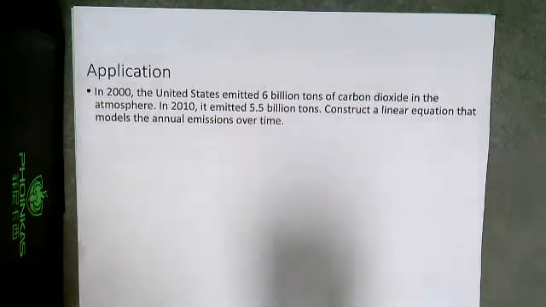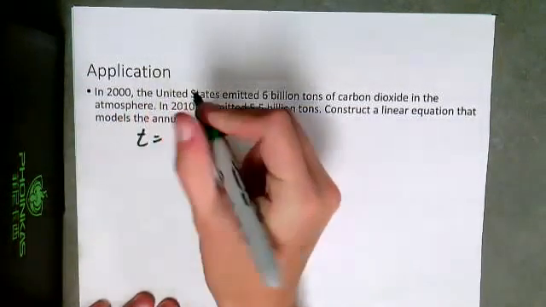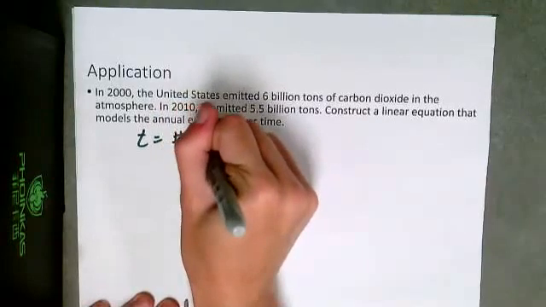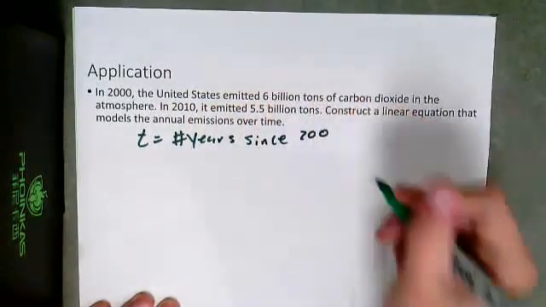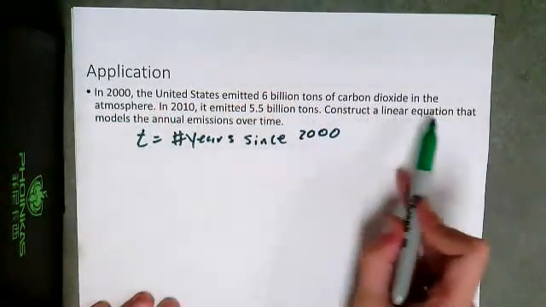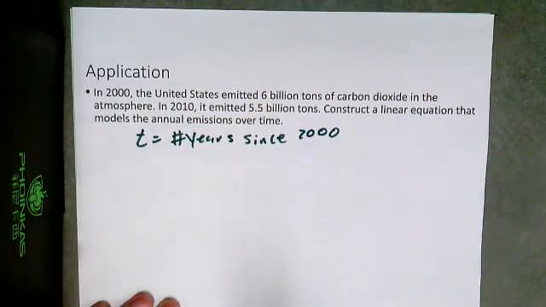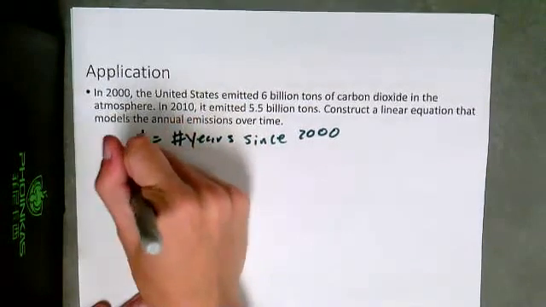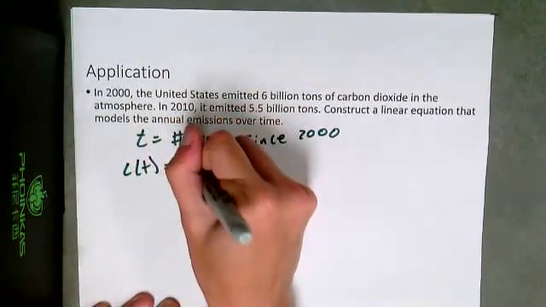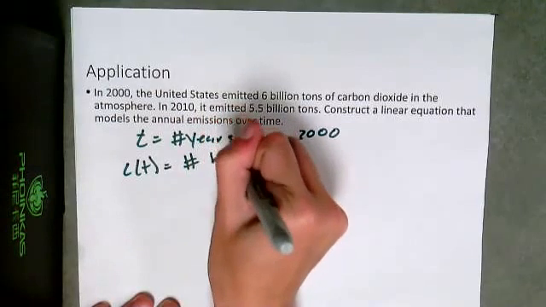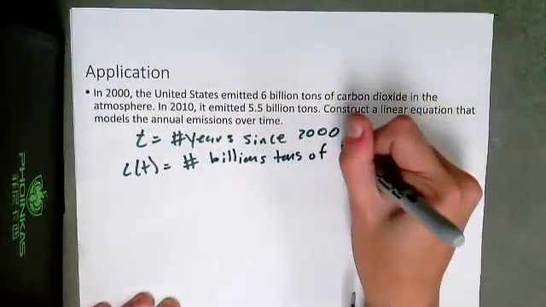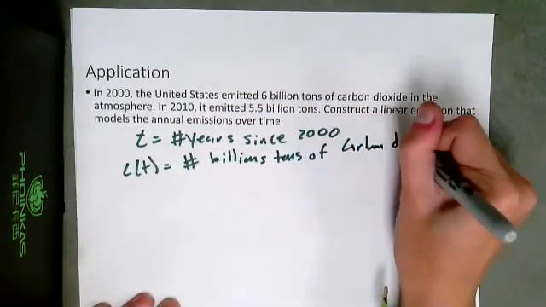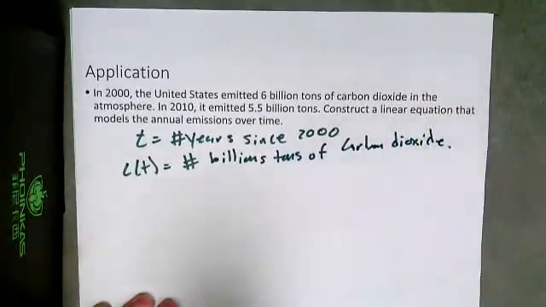Well, we need to make some rules here. So let t equal the number of years since 2000, right? We're only given information starting at 2000 and then to 2010. So we can't start at like 1998 because we have no information from there. Let's make C of t the number, in terms of billion tons, of carbon dioxide.